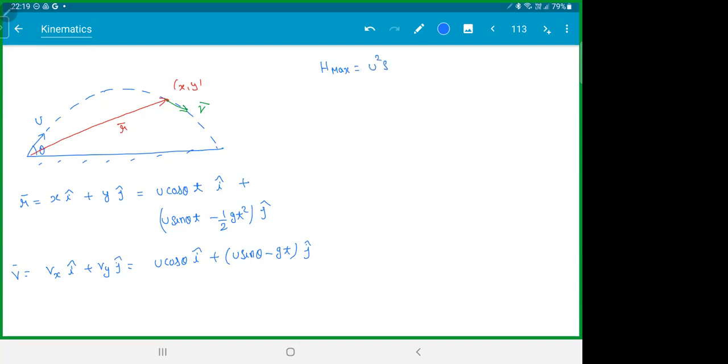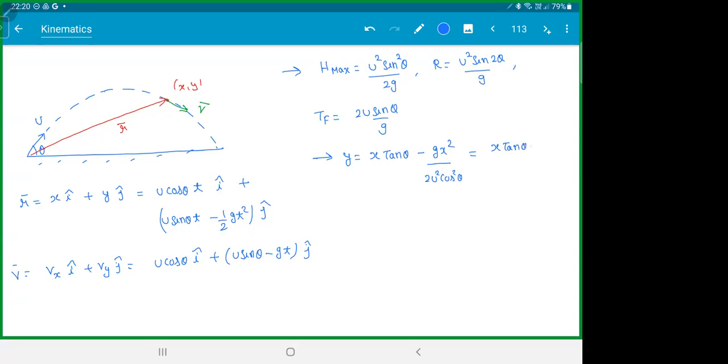H max is u square sin square theta by 2g. Range is u square sin 2 theta by g. Time of flight is 2u sin theta by g. Equation of trajectory: y is equal to x tan theta minus g x square by 2u square cos square theta, or x tan theta times 1 minus x by R.